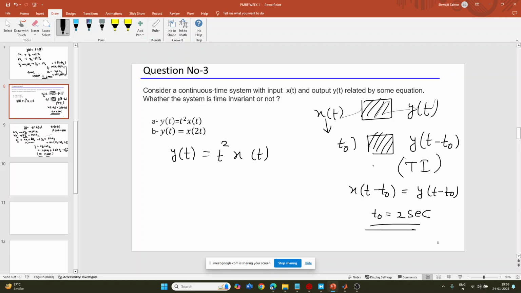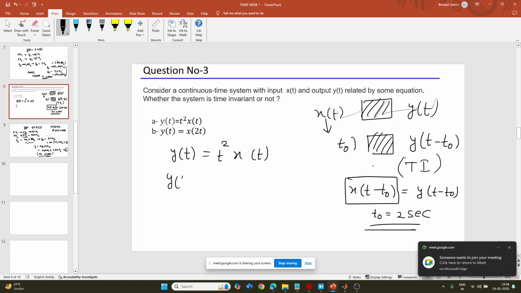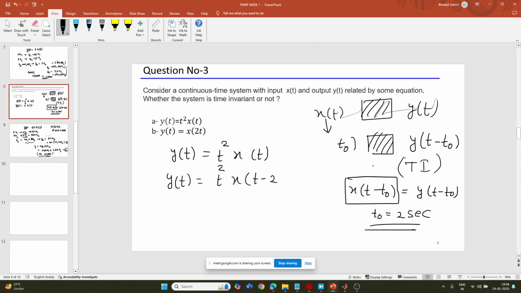Now first you delay your input. Forget about the output, you first delay your input. Now your y of t equals how much? Delay in the input is x, so you have to delay by 2 seconds. This is the first equation. Second equation, you delay the output. Output means y of t. Wherever t is there, you replace it with t minus 2.